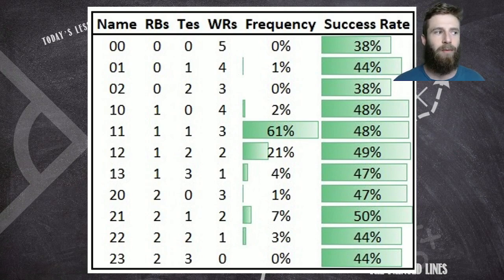The next most common would be 21 personnel. Think of like I formation, two running backs, one tight end, and you can see how the numbers bear out from there. Next to that, I have the success rate for each play.